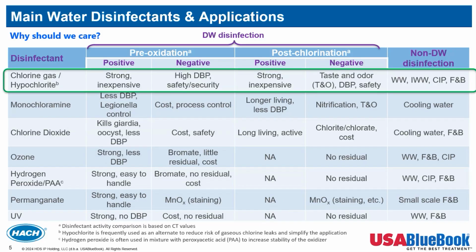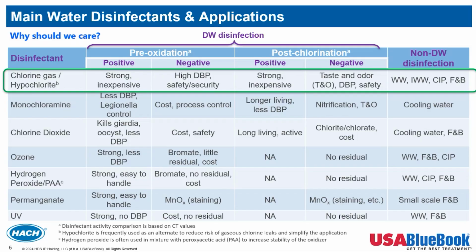So we're going to be focusing on chlorine disinfection, because chlorine is a strong and an inexpensive disinfectant, and it has a great history, very well known, researched. However, it has a high DBP formation potential. It sometimes provides safety and security concerns, especially when it's used as chlorine gas. And for the pre-oxidation or post-chlorination, it's probably the same set of positives and negatives as you can see.